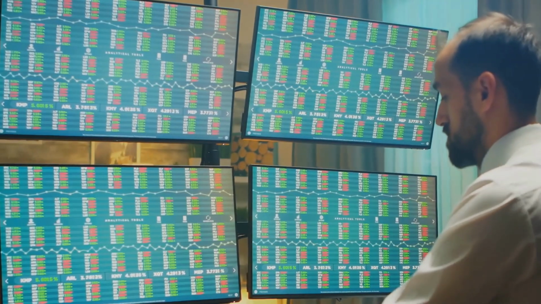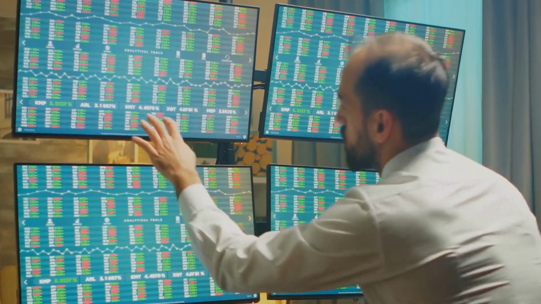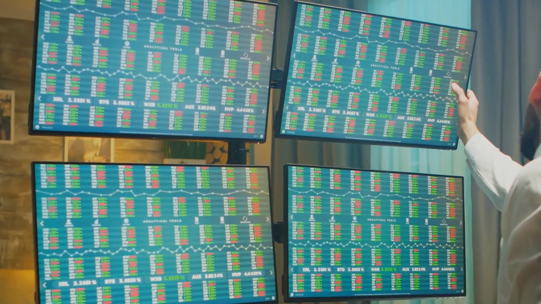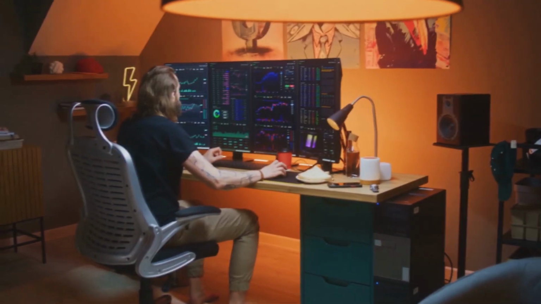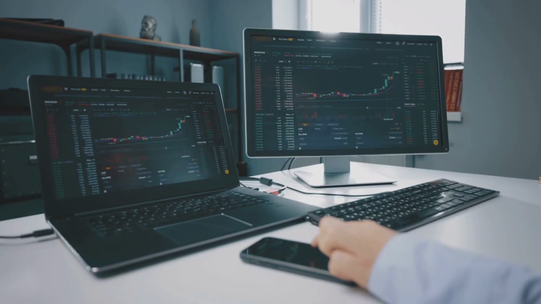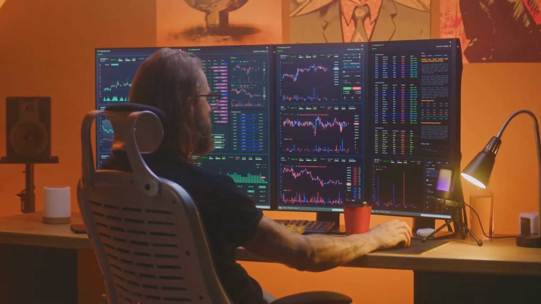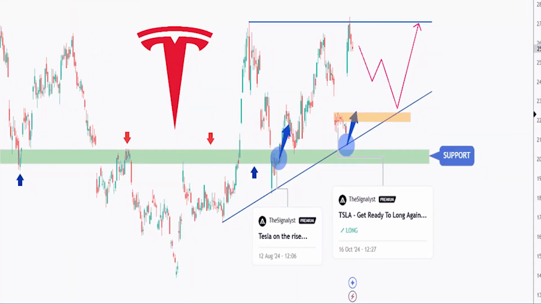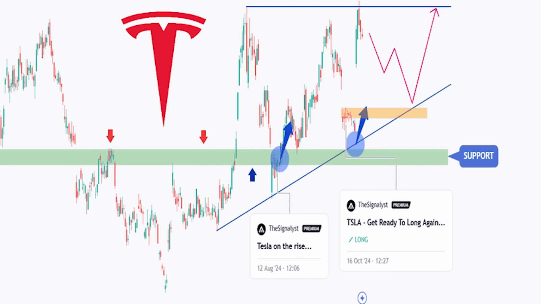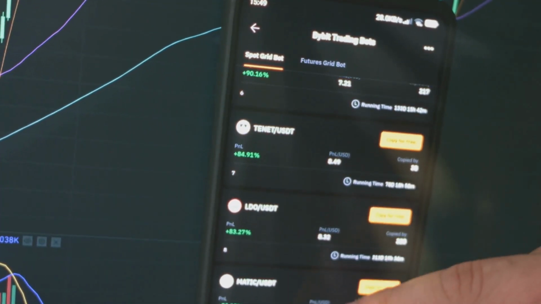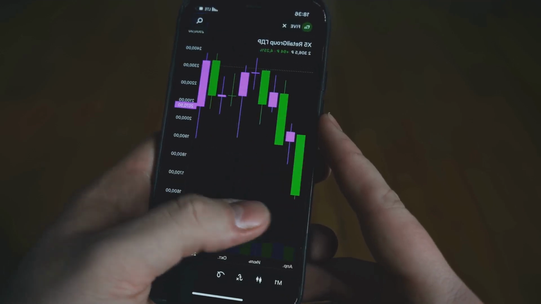Now, while the moving average crossover strategy is simple and effective, no strategy is foolproof. Markets can be unpredictable, and that's why risk management is crucial. First, always set a stop loss to protect your capital. A stop loss is a preset point at which you'll exit a trade if it moves against you, preventing significant losses. For example, if you bought Tesla after a golden cross, you might place your stop loss slightly below a recent support level. This way, even if the trade doesn't work out, your downside is limited.